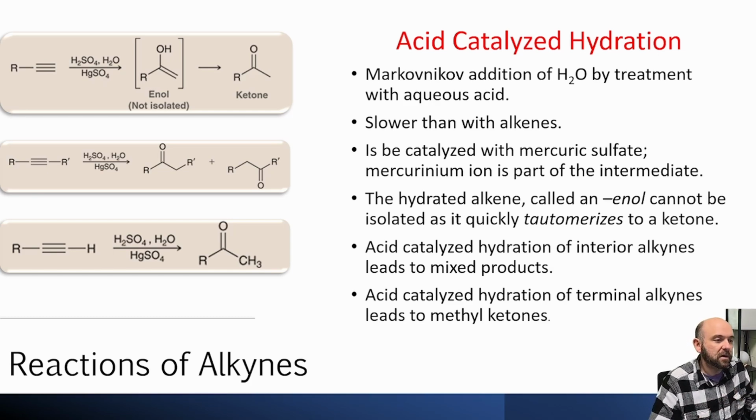However, for interior alkynes, you can't predict which side is actually the Markovnikov side because they're both as substituted. And so you end up with mixtures of products. So it might not be that useful of a reaction unless you specifically want some methyl ketone, meaning a double bonded O with a terminal methyl group on one side and some big long chain on the other side.